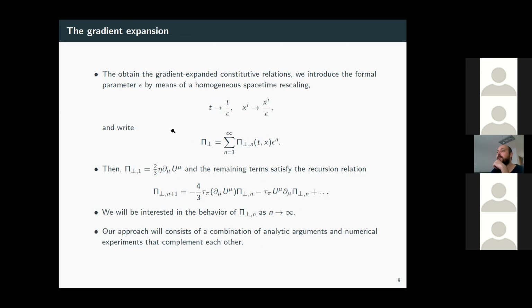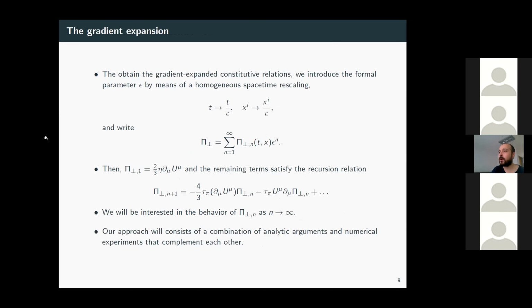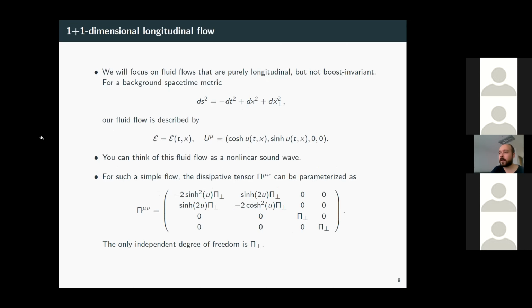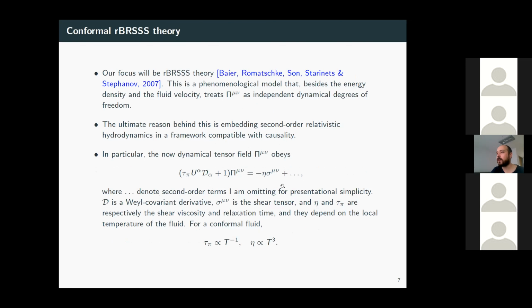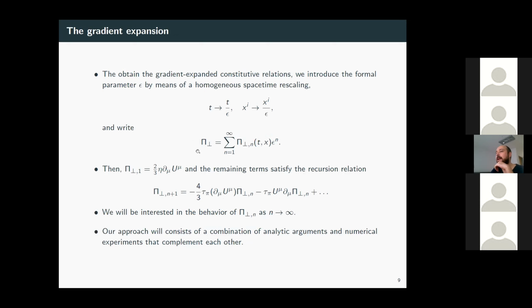And we are going to put forward the following ansatz for this pi perp field, which is just a particular component of the dissipative current tensor, okay? So we're just going to assume that this pi perp field is a formal power series in this fictitious epsilon parameter, whose components are spacetime dependent functions. Okay, so then you can perform this rescaling in the equation of motion for pi mu nu in BRSSS theory. You can plug in this ansatz, and then you can solve recursively.